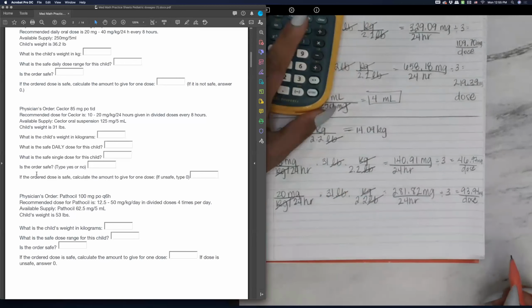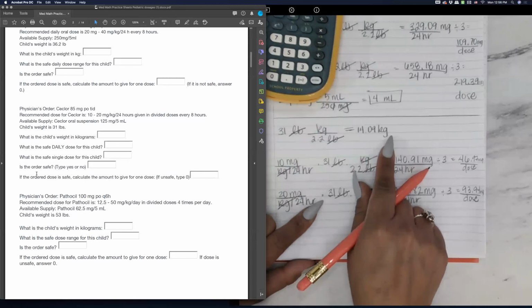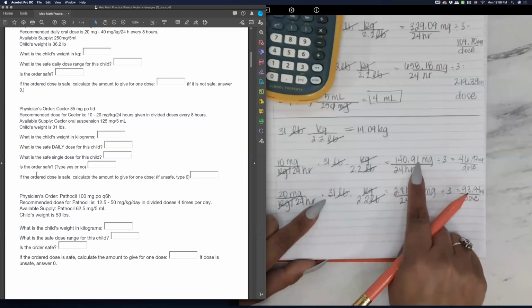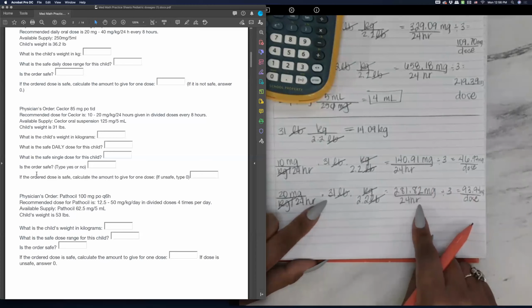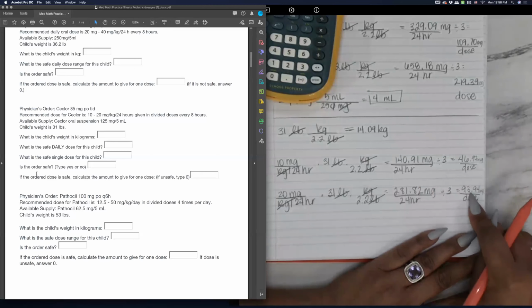Okay, so what is the child's weight in kilograms? 14.09 kilograms. What is the safe daily dose for the child? The safe daily dose is 140.91 milligrams per 24 hours to 281.82 milligrams in a 24-hour period. Then it asks you, what is the safe single dose for this child? The safe single dose is 46.97 milligrams per dose to 93.94 milligrams per dose.